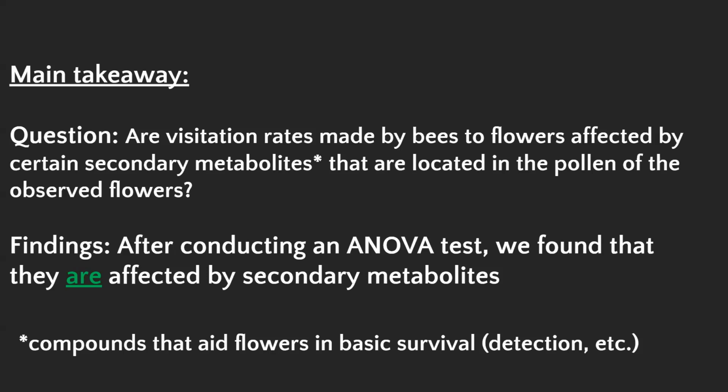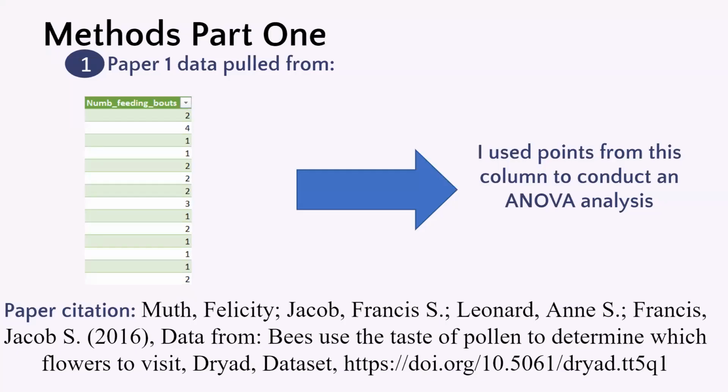like that. Now, my main finding is that after conducting an ANOVA test, we found that bee visits are affected by secondary metabolites. When it comes to my methods, I pulled my first paper from Dryad. It was a data set titled Bees Use the Taste of Pollen to Determine Which Flowers to Visit.